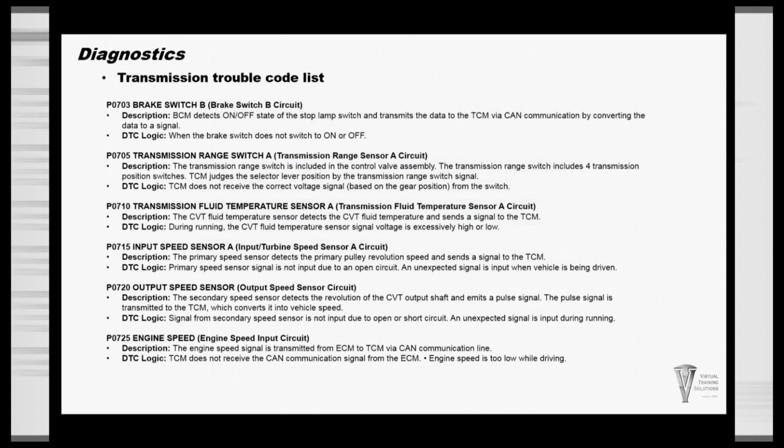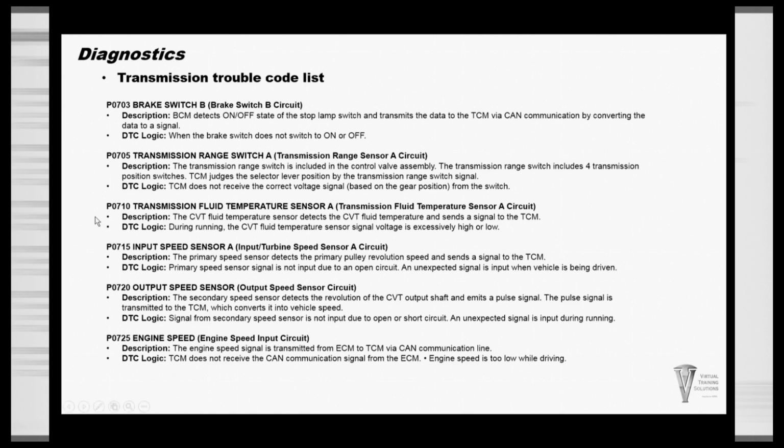Alright, so now we're going to go over some trouble codes and the differences of some of these codes. So P0703 is a brake switch. This is a circuit code. It basically is not seeing the brake switch. We're going to go over these codes and how to test them too, so I'm going to skim through these quite quick. 705 is your range switch A code. Basically, we'd be checking the range switch. It's saying that the TCM shift lever position is incorrect for the position switches.